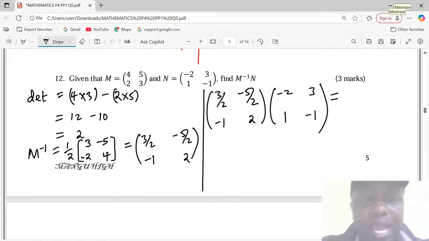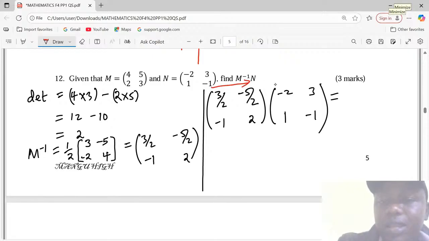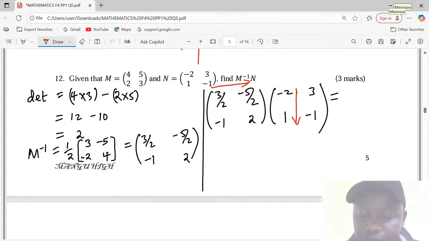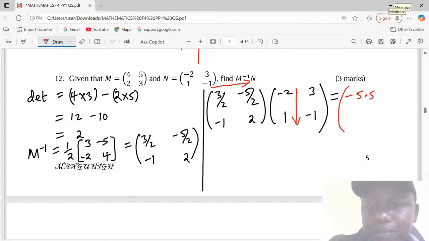Now, how do we multiply matrices? Look at this. We multiply row and column to get the first element. So we take 3 over 2 multiplied by negative 2. Then we add negative 5 over 2 multiplied by 1. So this is going to be negative 5.5.